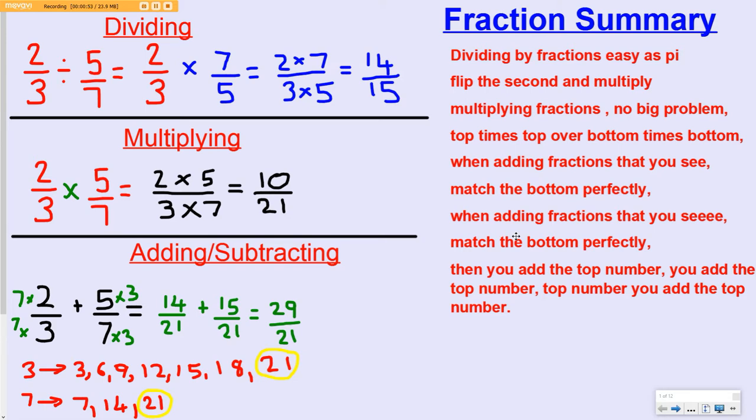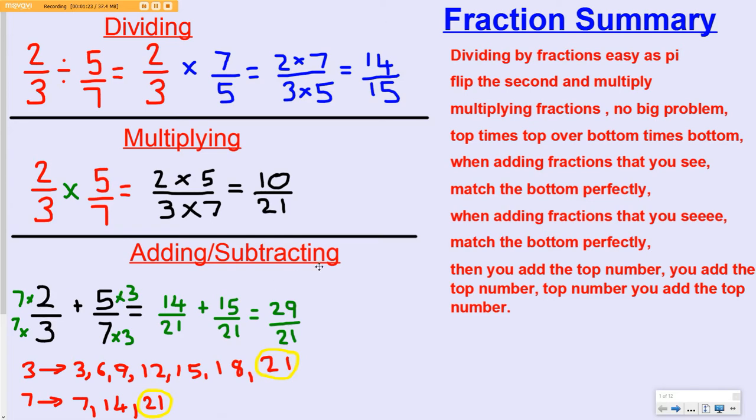This is just a quick fire part of it, just to get your child wanting to listen to this video. So what we've got now is 2 upon 3, and we divide. What we do is we change divide to times, and then we flip this. Then we multiply the top times the top, bottom times the bottom. This bit here, we just do 2 times 5, 3 times 7, and we simplify where possible.